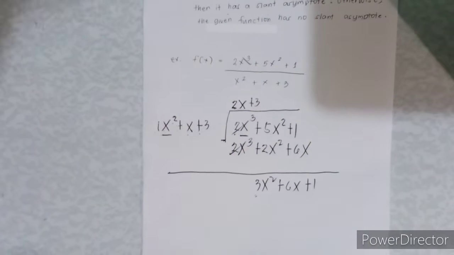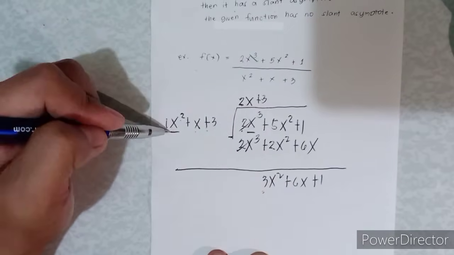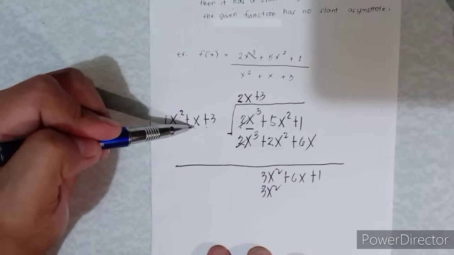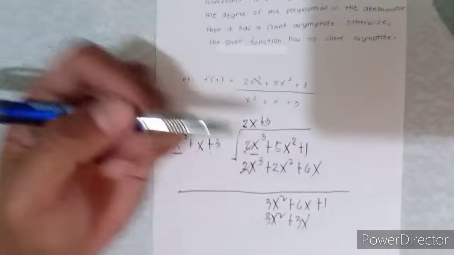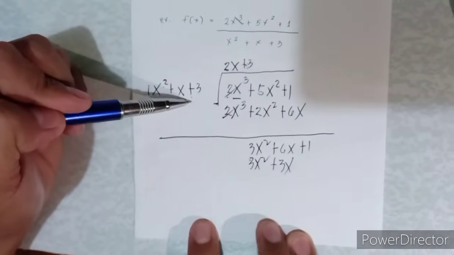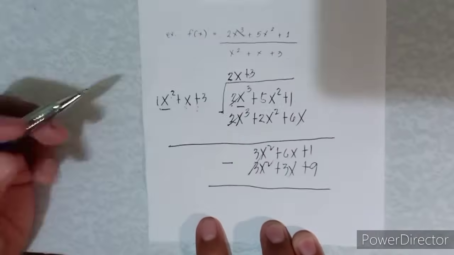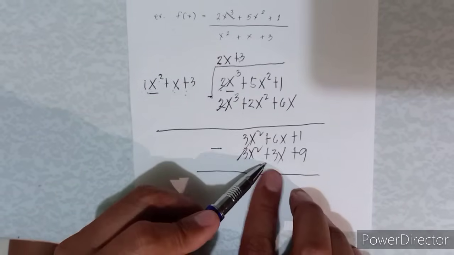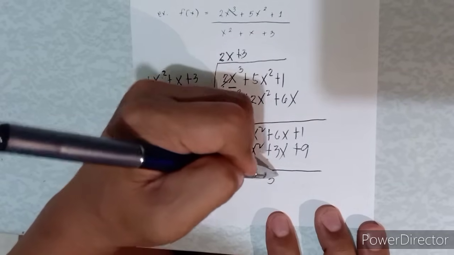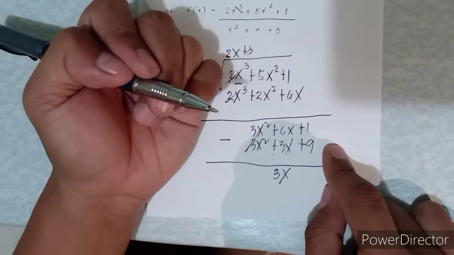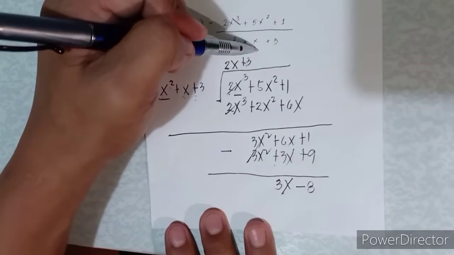Then, let's multiply. 3 times x squared is 3x squared. 3 times positive x is equal to positive 3x. Then 3 times 3 is equal to positive 9. Okay? Since subtraction ito, mag-change ng sign yan. Then proceed to addition, magiging positive 3x. This will become negative 8. Okay, since wala na pag-uusapan, ito yung sagot.